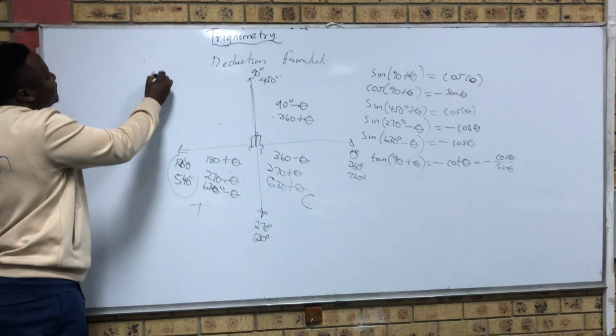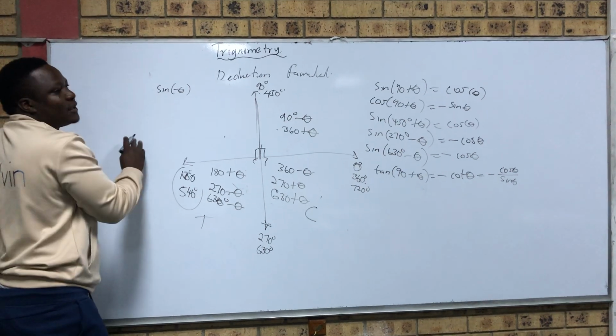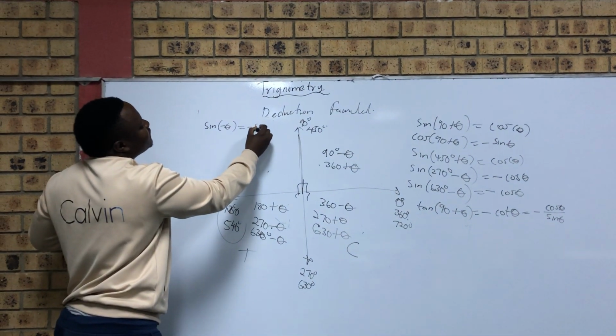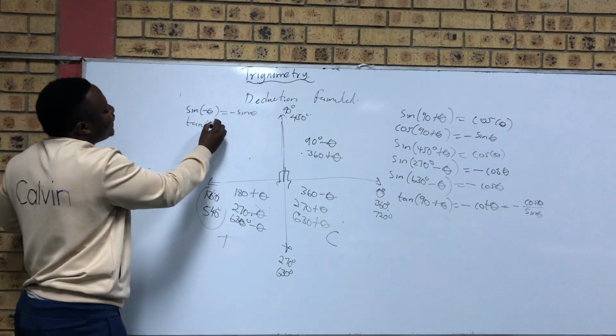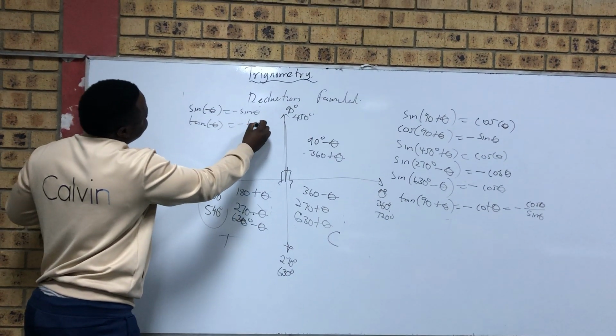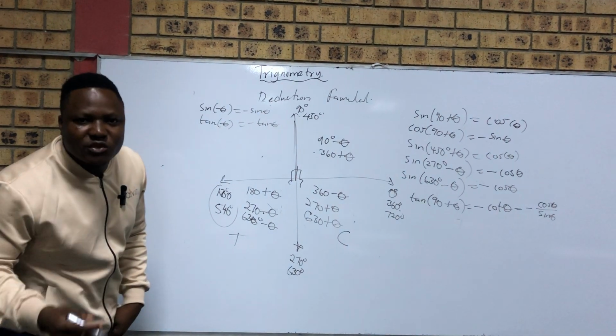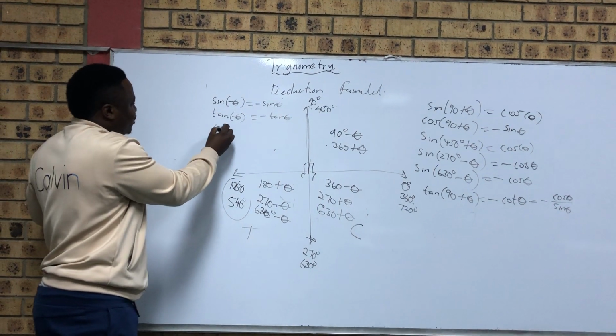When you have sine of any negative angle, it will always be negative sine of the angle. And when you have tan of a negative angle, it will always be negative tan of the angle. But this changes when you have cos.